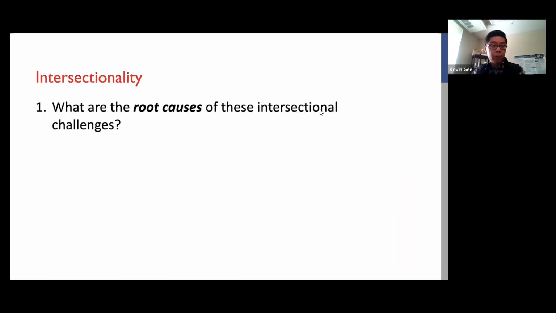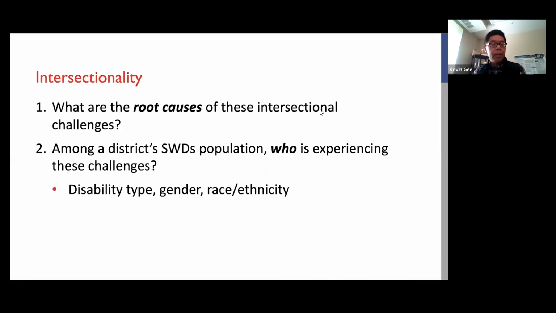as we think about serving students with disabilities better. Obviously, this is a high-level overview. This is descriptive. I can't get at the root causes, but I think this is where the continuous improvement process can play out. So I'll pose this to everyone to think about, what are the root causes behind some of these intersectional challenges? I think a second important question for districts to ask themselves, as well as schools and school leaders, is when we look at a district's student populations, who is really experiencing these challenges?